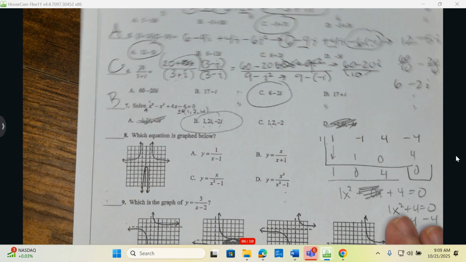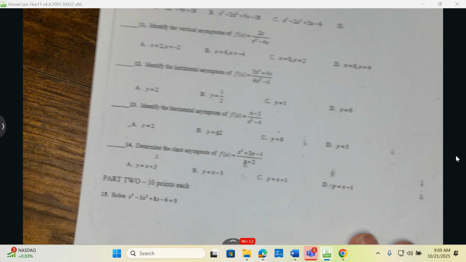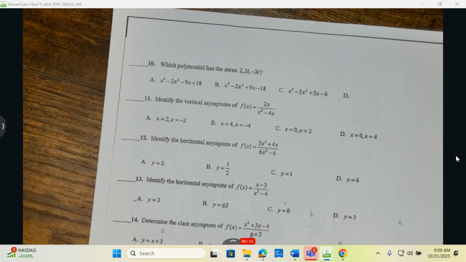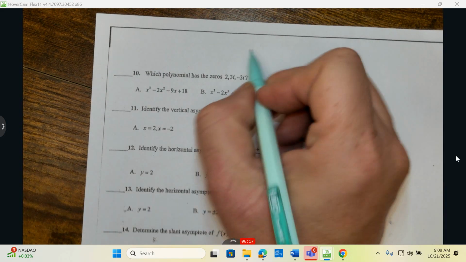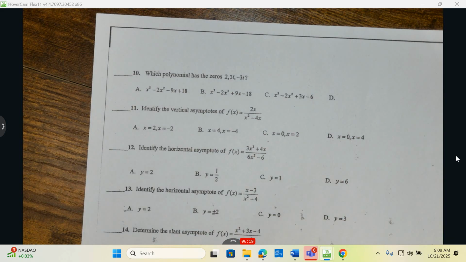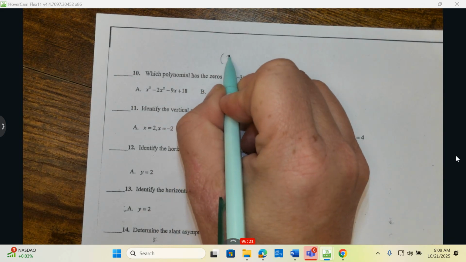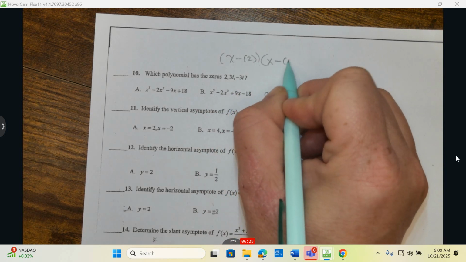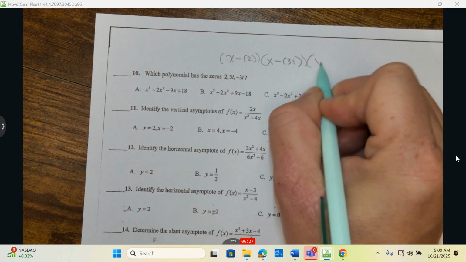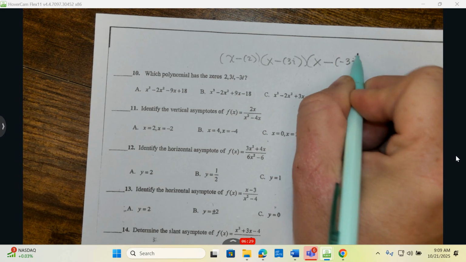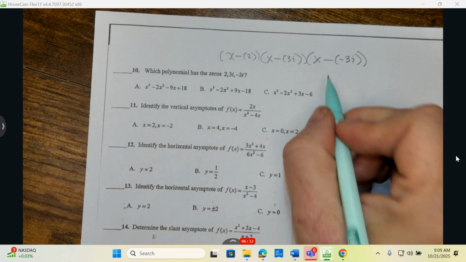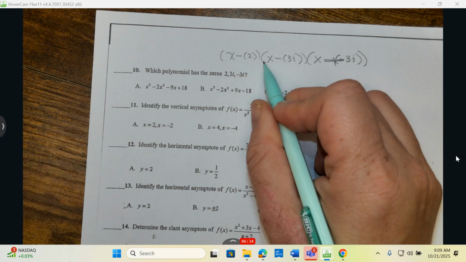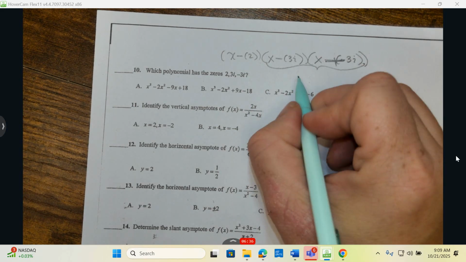Okay, let's flip over now, and we're next going to do number 10. Which polynomial has the following zeros? I'm going to write this right now as a product of linear factors. So it's going to be x minus 2, x minus 3i, and x minus negative 3i. Now, I know 2 negatives make a positive. I'm going to always start by multiplying the conjugates. All right, here we go.